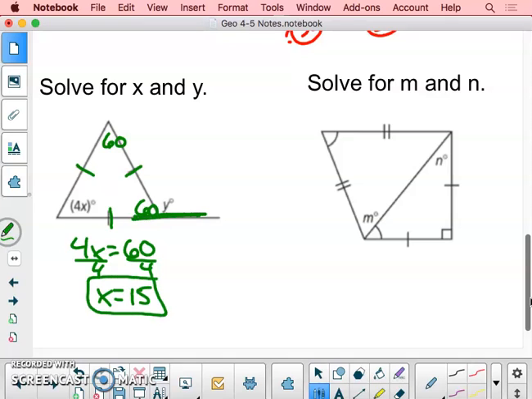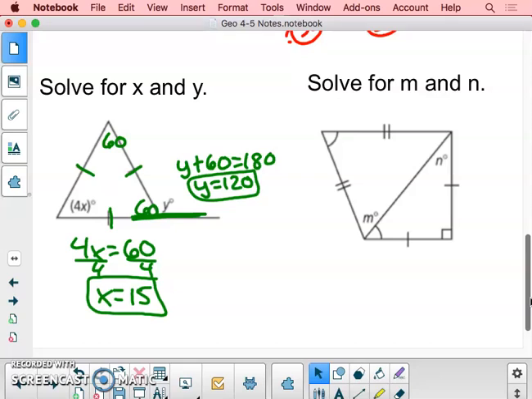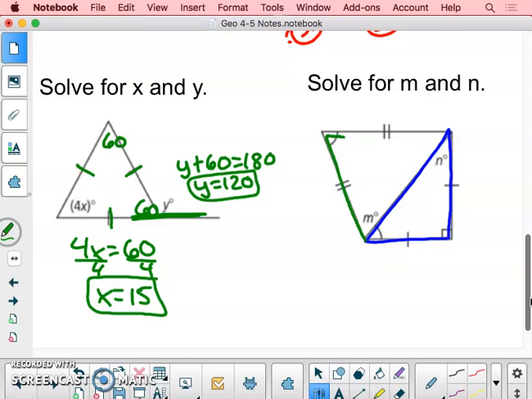And I can also use linear pairs or exterior angle theorem. Y plus 60 has to equal 180 since that's a linear pair, or y has to be 120. Okay. Last one here is a combination of different types of triangles. The triangle that I'll make blue right here is an isosceles triangle. The triangle here that I'll make green is going to be isosceles as well. It's just that we have two of them. So that means that whatever m is, this is the same, and whatever n is, this is the same here.